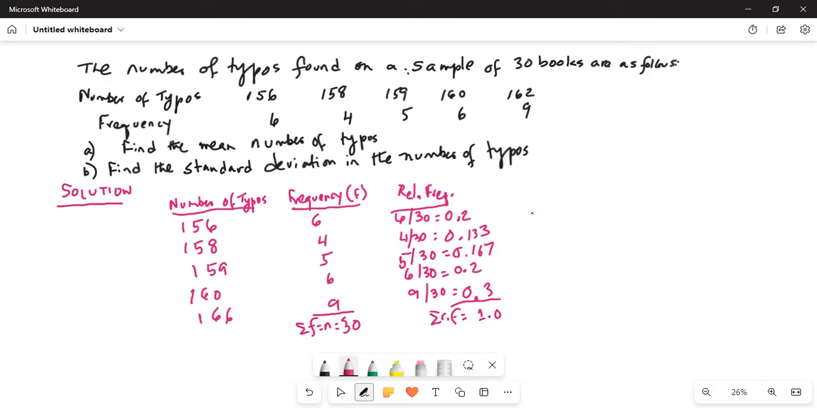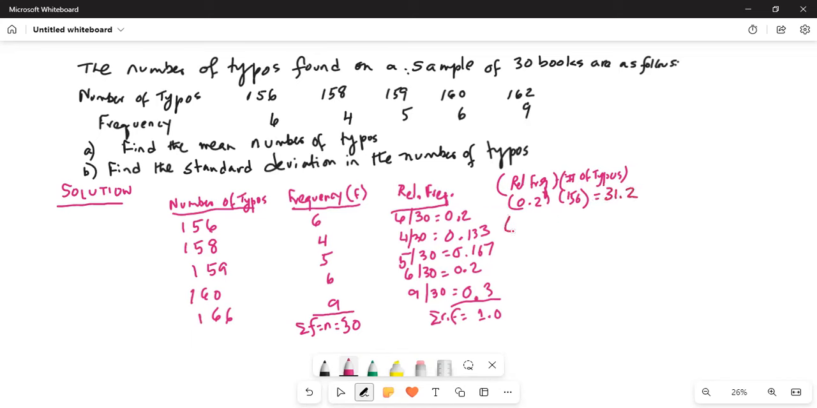Okay. So now what I will do is multiply relative frequency by number of typos. The first one will be 0.2 multiplied by 156, and that's 31.2.